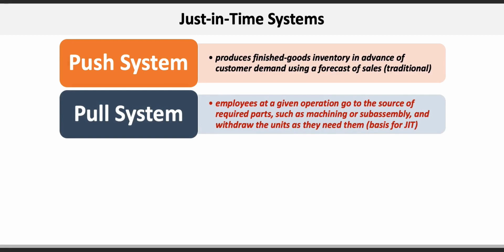simple idea: produce the needed quantity of required parts each day. This concept characterizes a pull system in which employees at a given operation go to the source of required parts, such as machining or subassembly, and withdraw the units they need. Then just enough new parts are manufactured or procured to replace those withdrawn. As the process from which parts were withdrawn replenishes the item it transferred out, it draws on the output of the preceding process and so on. Finished goods are made to coincide with the actual rate of demand, resulting in minimal inventories and maximum responsiveness. Just-in-time systems are based on the pull system.